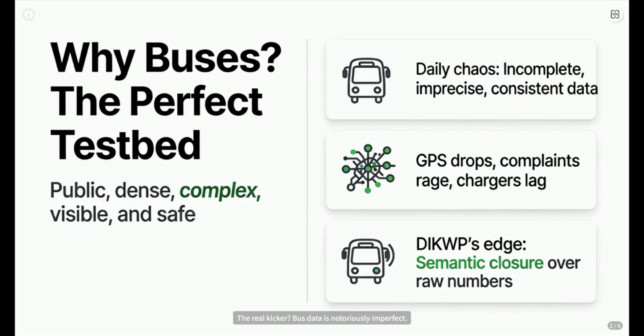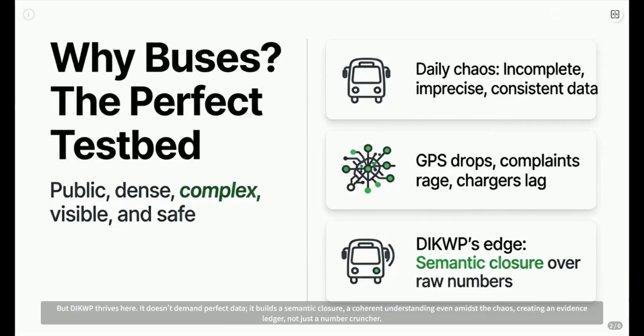The real kicker? Bus data is notoriously imperfect. GPS signals drop, passenger reports are emotional snapshots, and vehicle data might be out of sync with charging stations. Most AI systems choke on this noise. But DIKWP thrives here. It doesn't demand perfect data, it builds a semantic closure, a coherent understanding even amidst the chaos, creating an evidence ledger, not just a number cruncher.